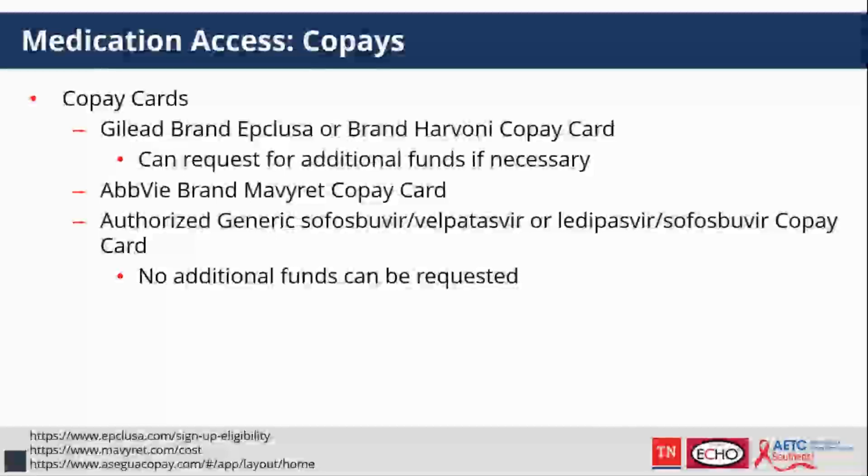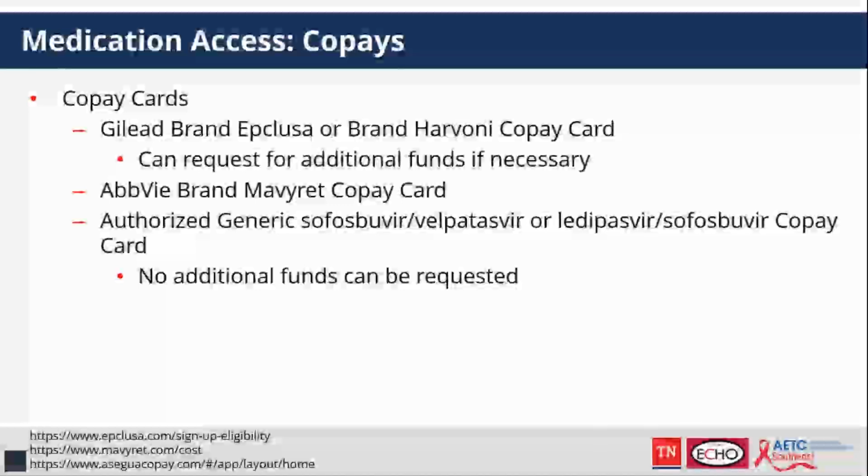Based on my experience, you usually get $6,000 off the front end, and then if you need more, if the copay is larger than that, you need to call. You can call Gilead and ask for additional funds. That is not the same case with the authorized generics. They only give you a hard stop at $6,000 of assistance. So that could be limiting if a patient has a larger than $6,000 copay, then you can run into issues there.